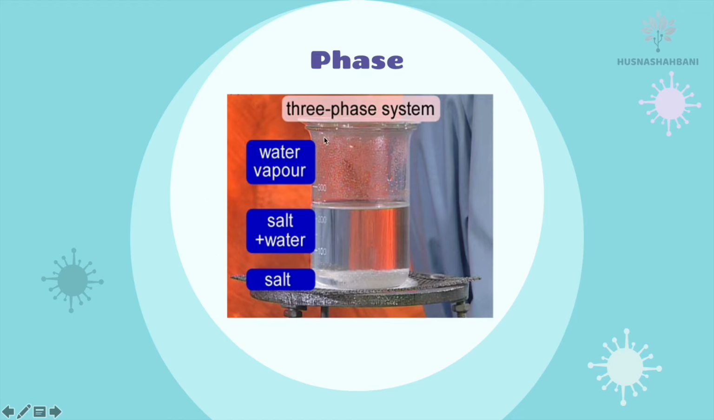These are examples of a three-phase system. Here is water vapor, gas form; salt plus water, aqueous; and this is salt, solid. So three phases we can differentiate: gas, aqueous solution, and solid form.